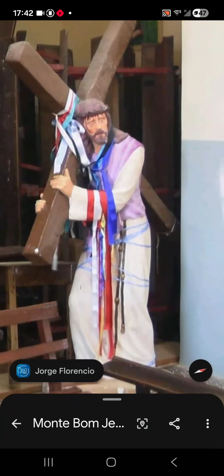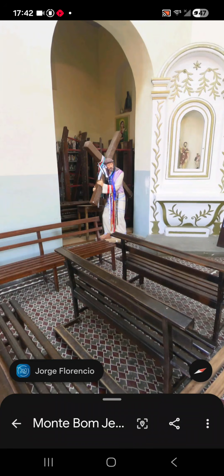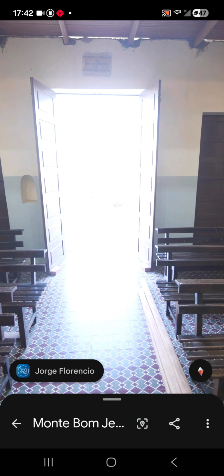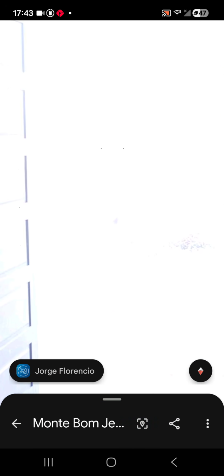And there's my buddy. And there's the entrance to the church. It's so beautiful.